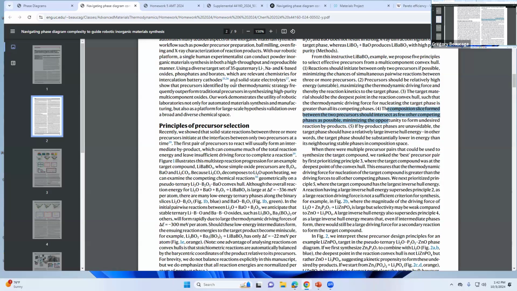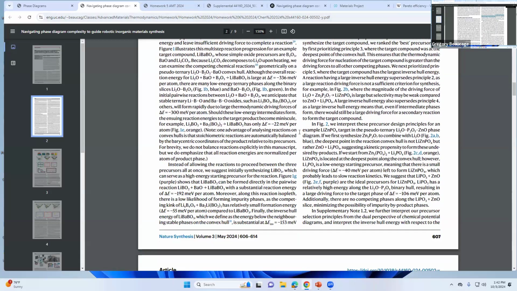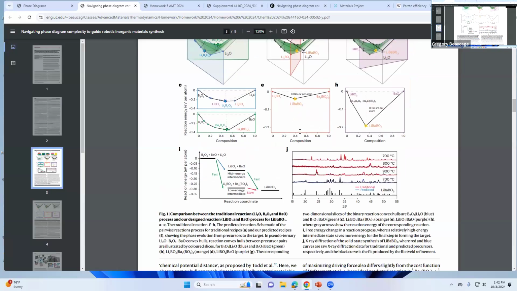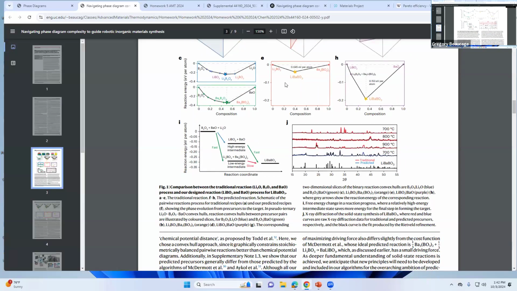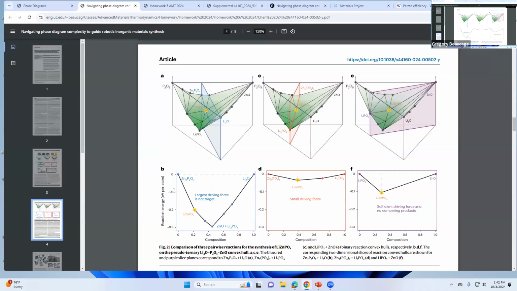And so these all kind of make sense. You don't want to have other minima along it, I guess, is part of it. You don't want to have this situation, and you just want a pathway that isn't complicated, very simple, that goes to the product.